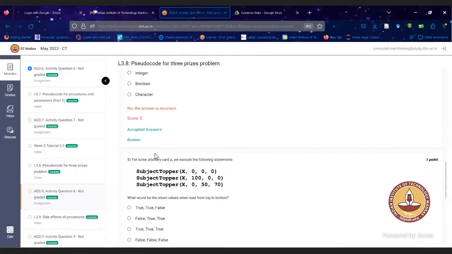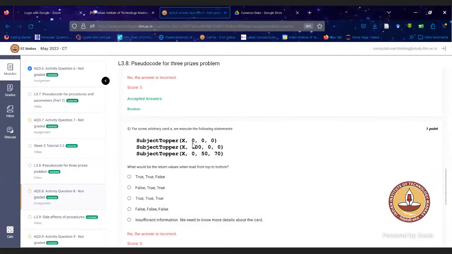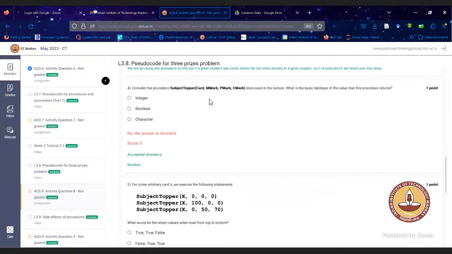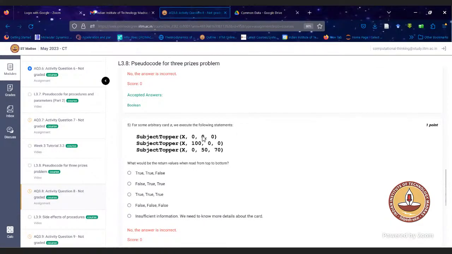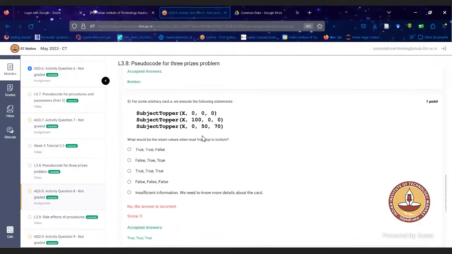So given that information, if you put that into subject topper, in this case we are saying x00, the maths, physics, and chemistry marks are all 0. In the second one, we say 100, 0, 0. So this gives you the third highest, right? Yes, sir. And the third one is x0, 50, 70. So 0, 0, 0, if you look at the data set, do you have anyone having marks lesser than that? No, sir.